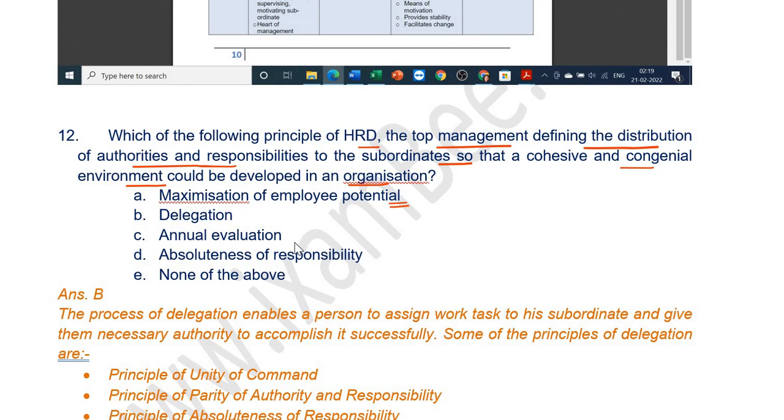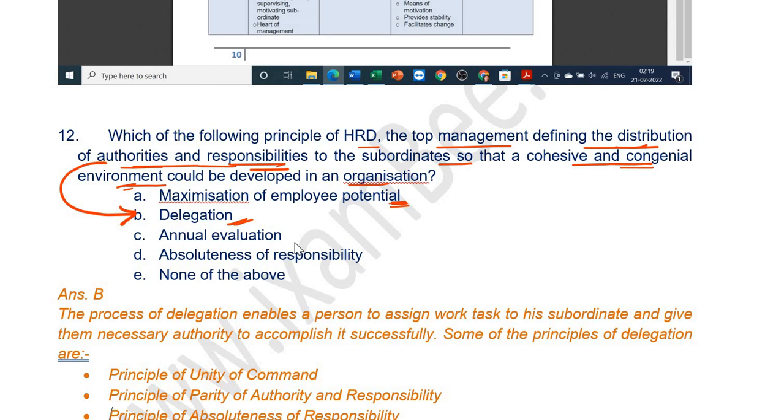We should not focus on why it is so confusing or that we have not read this word, because management is a very subjective topic. There are various ways of looking at it, so we should always try to look at keywords. And here I think the keyword was a good distribution of authority with responsibility. This is giving me the biggest clue, which makes me look at delegation as the correct answer rather than maximization of employee potential. Many students have gone with that answer, keeping in mind that they are talking about a cohesive and congenial environment.